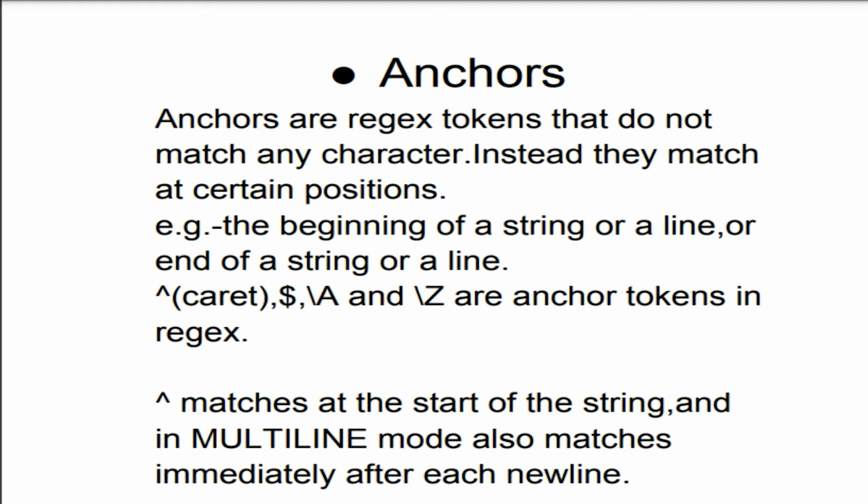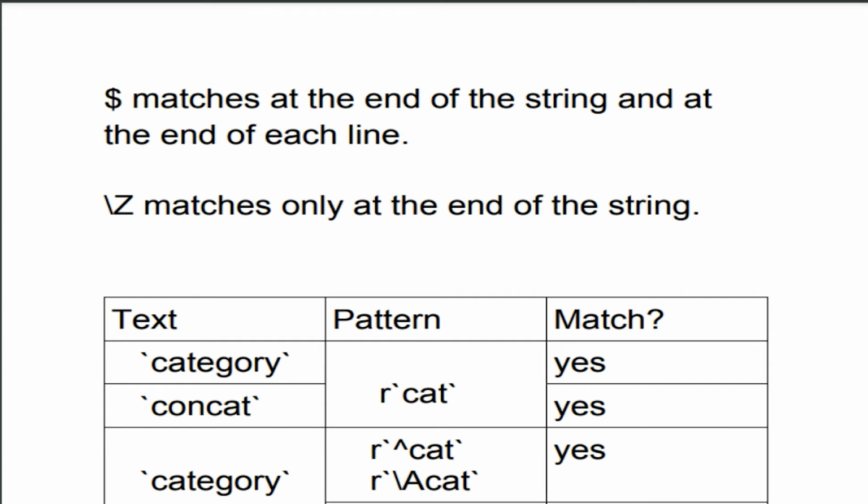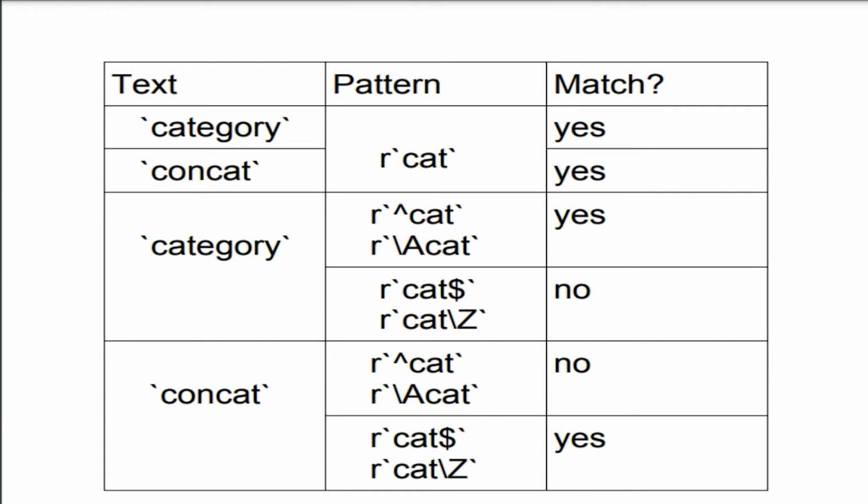The caret matches at the start of the string and, in multi-line mode, also matches immediately after each new line. Backslash A matches only at the start of the string. Dollar matches at the end of the string and at the end of each line. Then we have the backslash Z anchor, which matches only at the end of the string. Understand the anchors through the following examples.